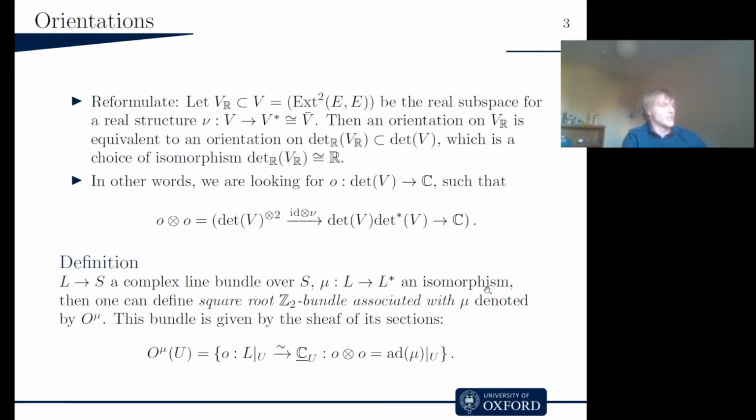So the definition that this allows is the following. If you have a complex line bundle over any kind of space, stack, or derived stack, where you have a duality on it given by mu, then one can define a square root Z2 bundle associated with mu, which is simply the Z2 bundle given by the sheaf where the sections of it are exactly these trivializations of the line bundle which square to the adjoint of mu, which is exactly what I wrote down here.